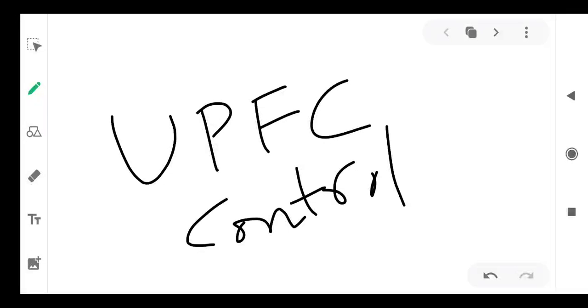In the last video, I have explained the UPFC control, how UPFC is used to control the P and Q required by the transmission system. Now let us understand the control phenomenon of UPFC controller: how you need to control the various parameters by using the control circuit in addition to the power circuit. That we need to focus on in this video.